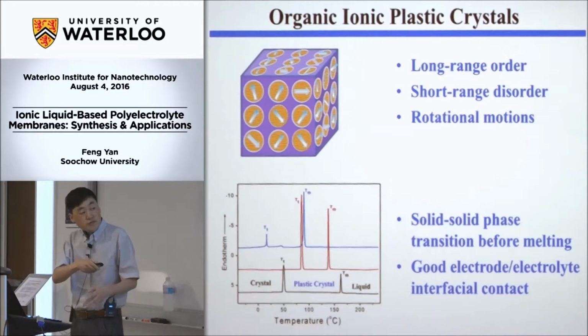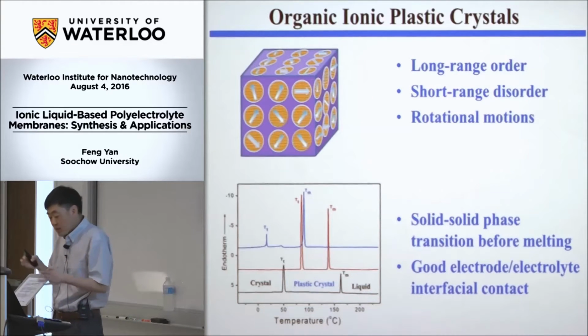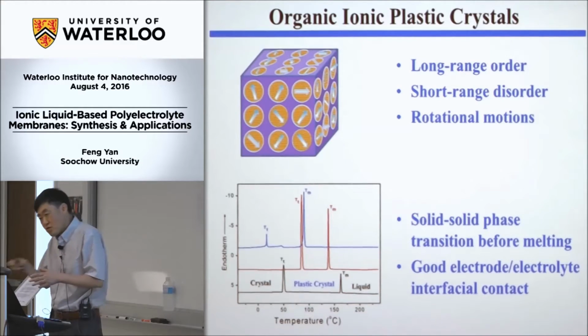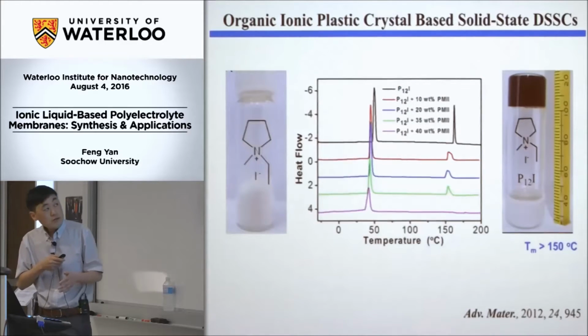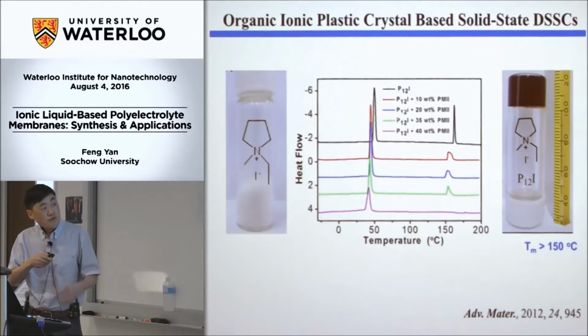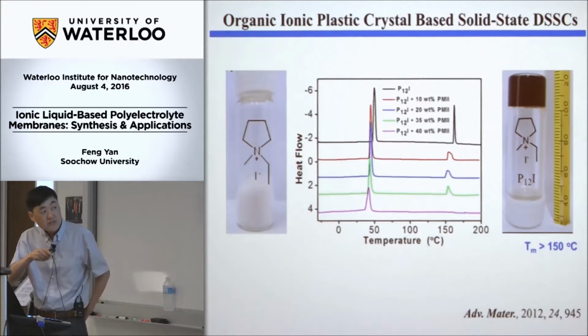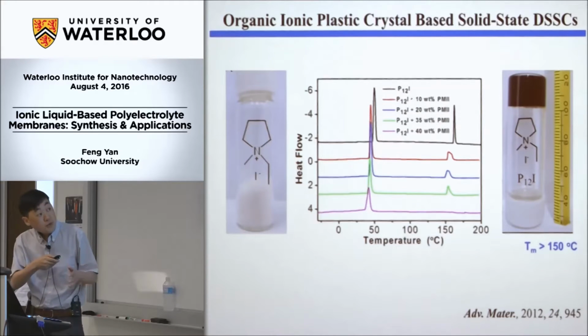So at this temperature, this type of material behaves as a solid state. But if you press, it can deform very easily, like a liquid. But it's not a liquid, so we are without any liquid problems. So is it possible to synthesize this type of compound? We synthesized this one, and we found the Tg of this material is around 30 degrees. But the melting point is very high, about 150 degrees. And between this temperature and this temperature is the plastic crystal phase.